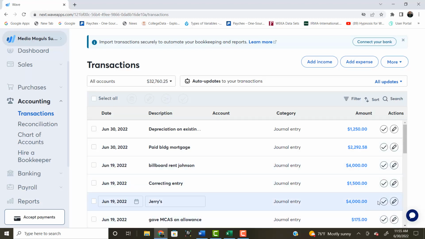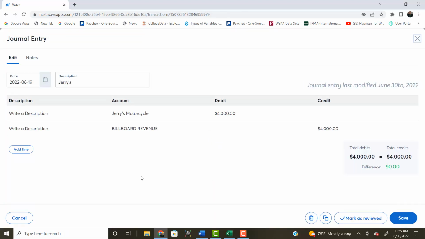Here's Jerry's. Again, you're going to go to More, Add Journal Transaction. And when you're done, this journal transaction should look like this. The account is Jerry's motorcycle. This is accounts receivable. He's going to pay us something later for the billboard work that we're doing for him.